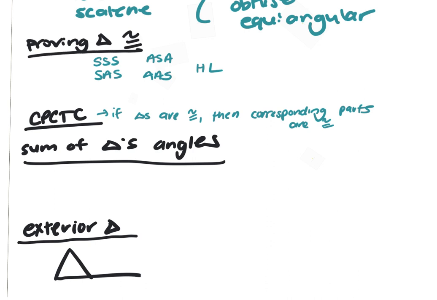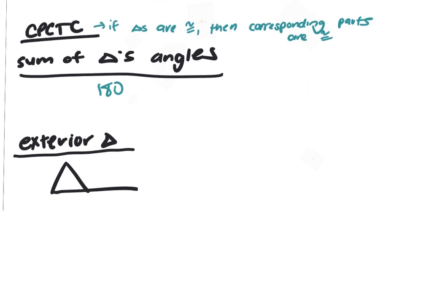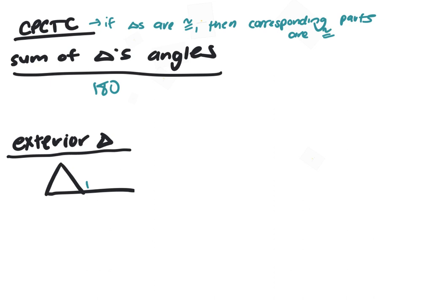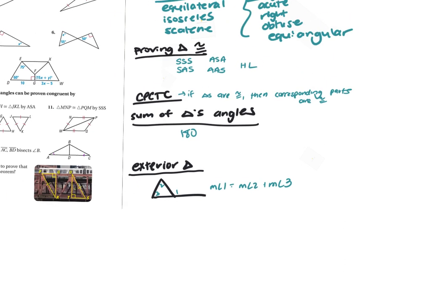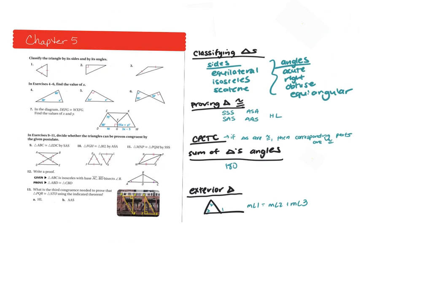The sum of the angles in a triangle is 180. And then the exterior angle: if this is the exterior angle, the measure of angle 1 equals the measure of angle 2 plus the measure of angle 3. All of that happened in chapter 5. Questions on 5?